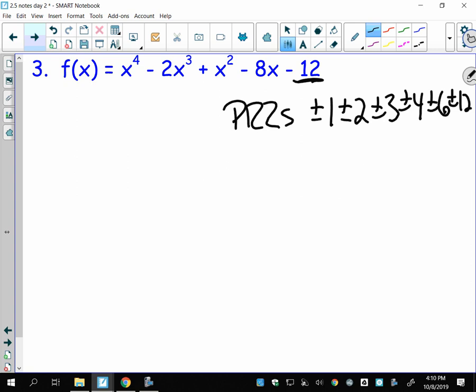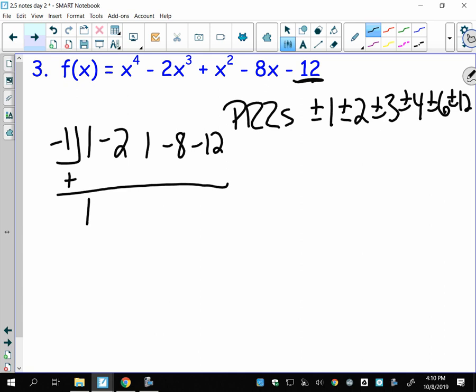Oh, -1. I think -1 works. Let's try. If I plug -1 in here, I get -1, -3, 3, -4, -12, which is 0. Yes? And we can just keep guessing.